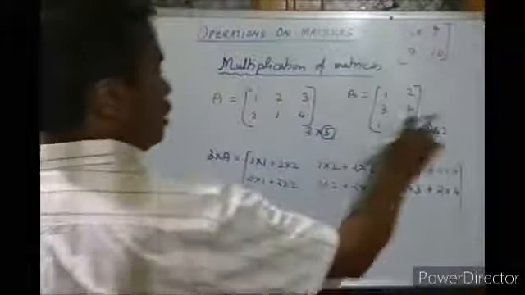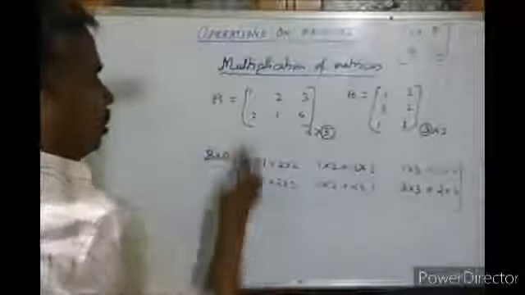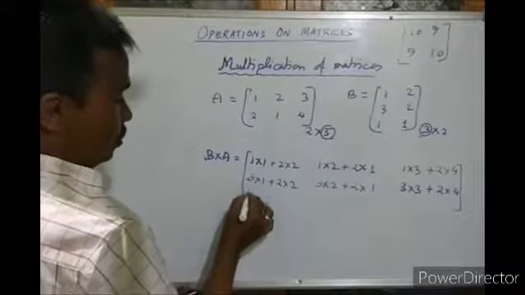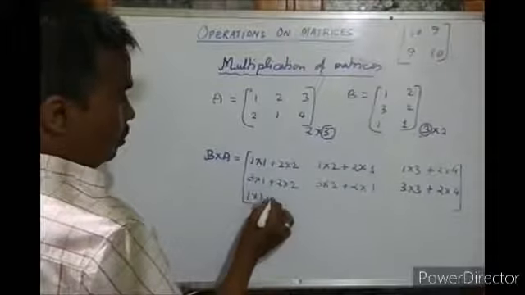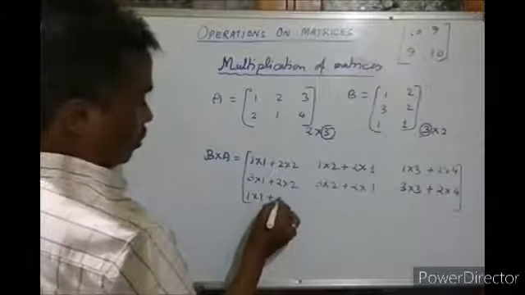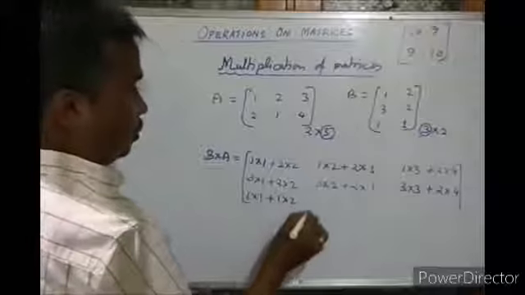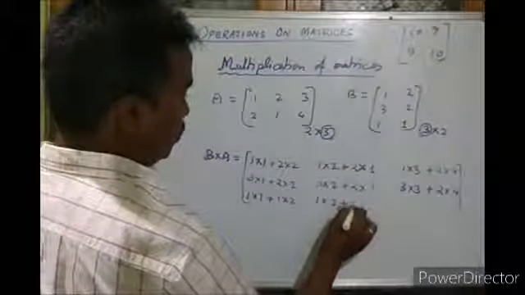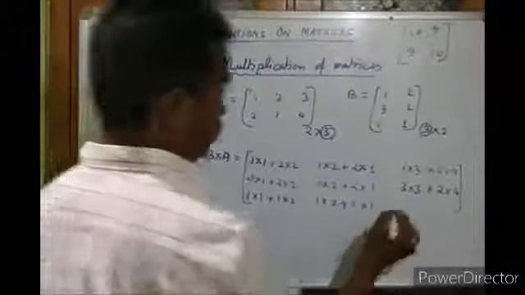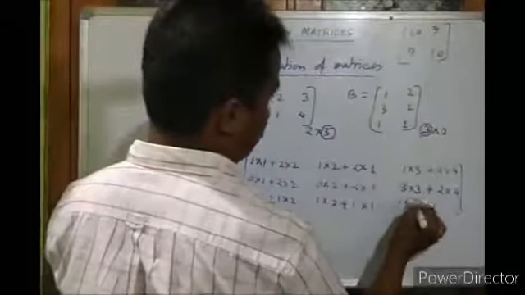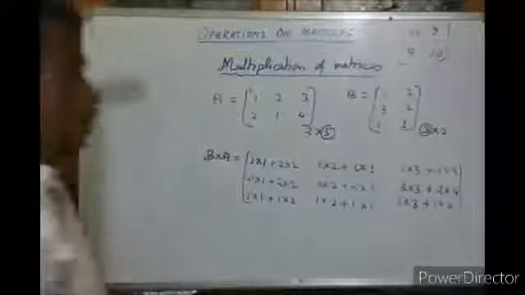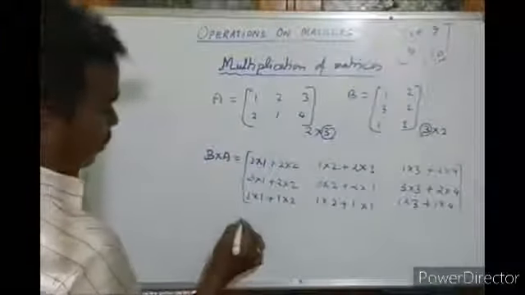Then third row into first column: 1 into 1 plus 1 into 2. Then 1 into 2 plus 1 into 1. Then 1 into 3 plus 1 into 4. So we have multiplied. Now let's find out the result.